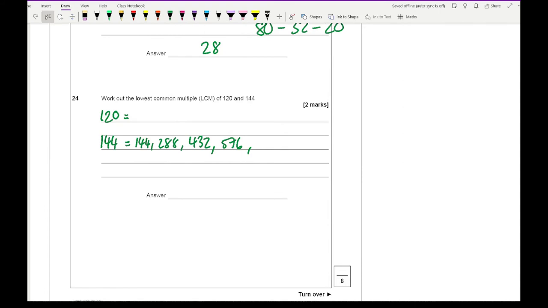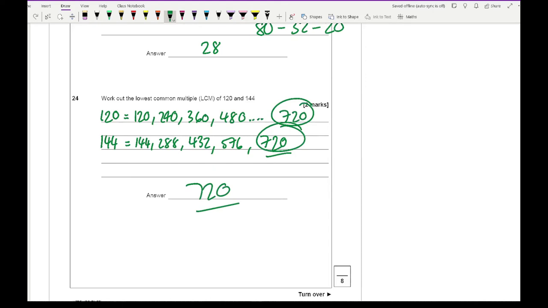So I've got 720. So let's just change that to 720. So 720 is my first thing. So if I just do 120, 240, 360, 480, and that's going to carry on, and it does eventually become 720. And there is our final answer.